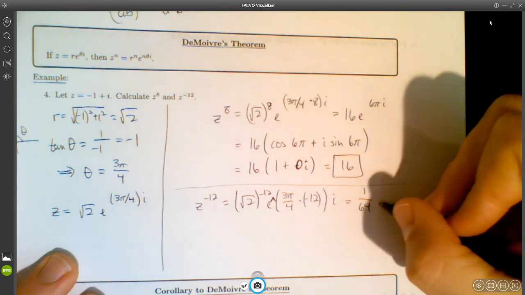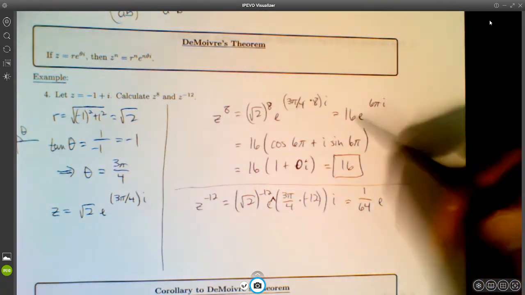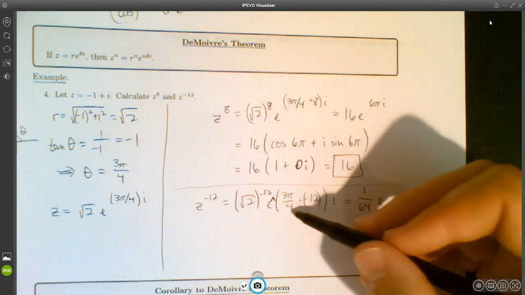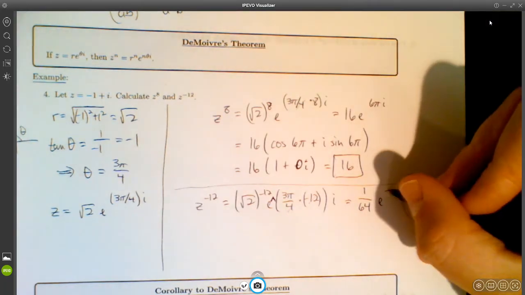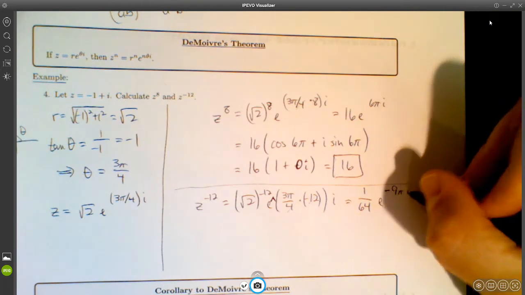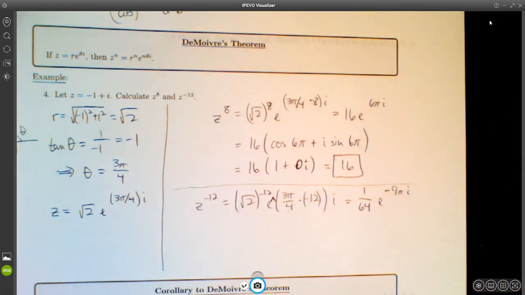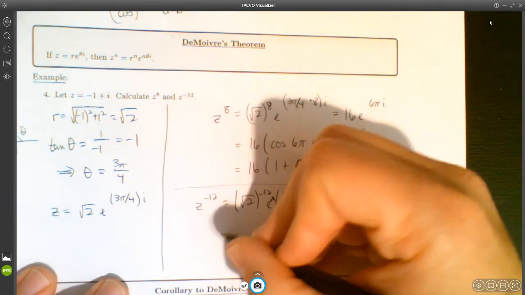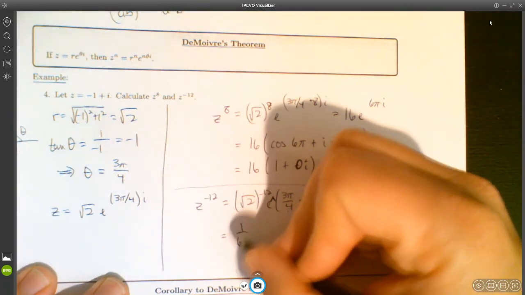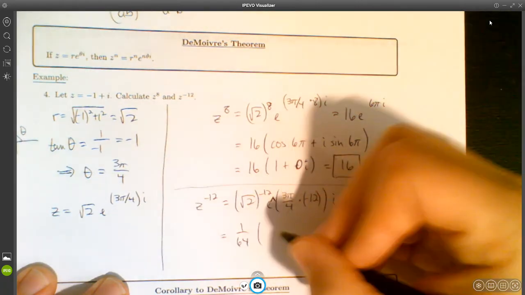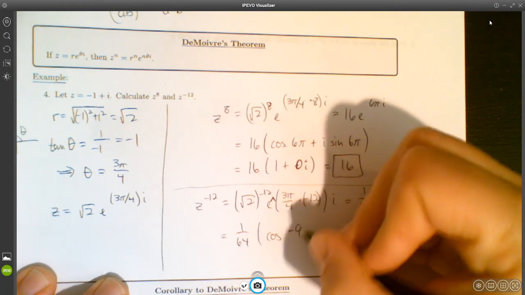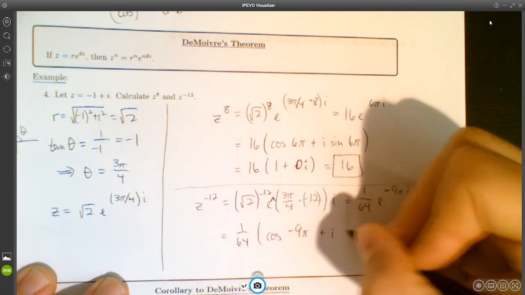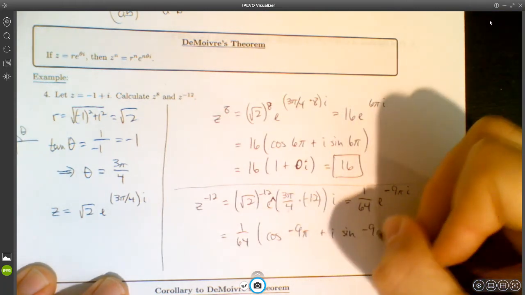So it's 1/64 times e to the 3 pi over 4 times 12. Well, the 12 will cancel the 4, and leave a 3. So I think this is going to be a negative 9 pi i. That's interesting. Okay, negative 9 pi i. So that's going to be 1/64 times cosine of negative 9 pi plus i times sine of negative 9 pi.